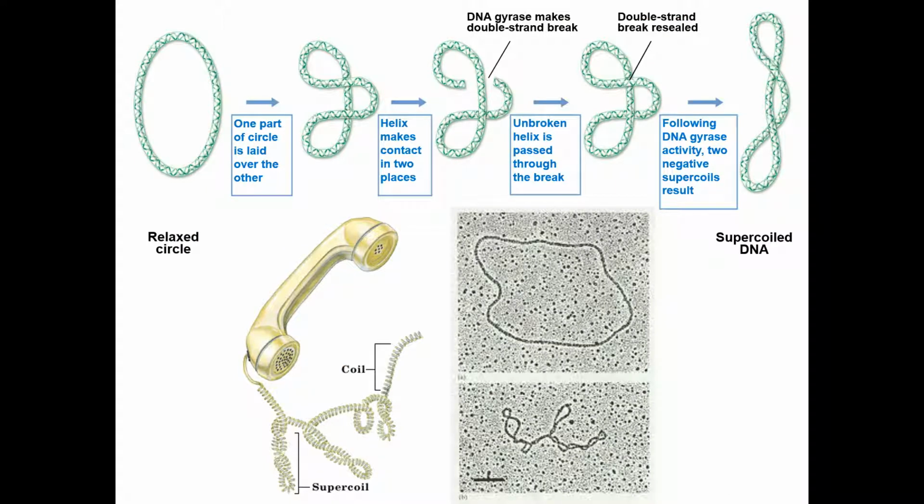So this is walking you through the process of going from relaxed to supercoiled DNA. As you can see here, you have your circular relaxed chromosome on the left, and one part of the circle is going to be cut and looped around the other. As you can see here, you have a breakage. You're looping it around the other side. The double strand break is resealed, and now it's more tangled.